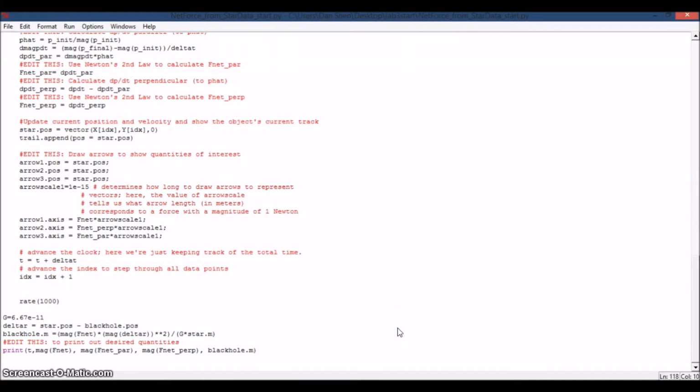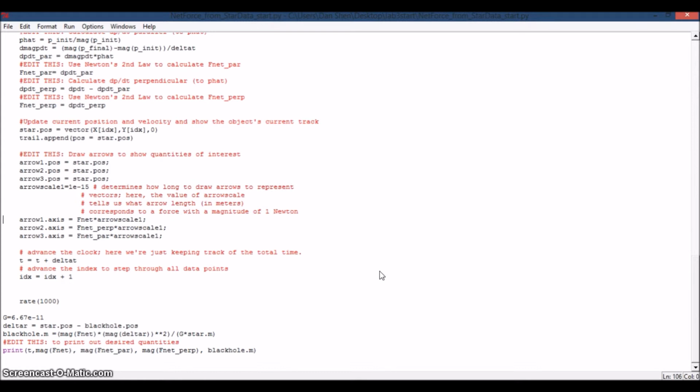In order to do this, we're going to use the original formula that we introduced at the beginning of this presentation, the formula of the gravitational force between two objects, G times mass 1 times mass 2 over distance squared. We set G to be 6.67 times e to the negative 11th over here, and we're going to calculate the distance between the two objects, denoted as star dot position minus black hole dot position. Then we're going to rearrange the formula such that black hole mass equals the magnitude of f net times the magnitude of the distance squared over the gravitational constant times star dot mass.